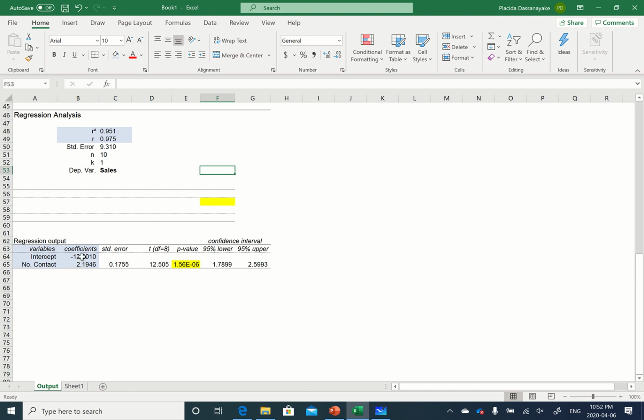So regression output, this is your y-intercept, minus 12.2010. That's your y-intercept, simply a in the equation. And this is the slope. So if I build the equation right here, y prime equals negative 12.2010 plus 2.1946x. That's your regression equation according to your data set.